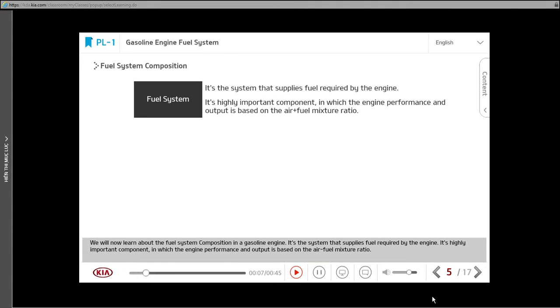We will now learn about the fuel system composition in a gasoline engine. It's the system that supplies fuel required by the engine. It's a highly important component, in which the engine performance and output is based on the air-fuel mixture ratio.